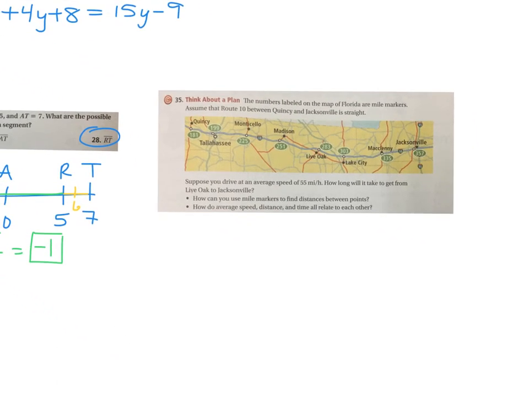And then this last one, they want to know from, let's see, it was Live Oak to Jacksonville. They said pretend it's a straight line. So mile 283 to mile 357. So you're just going to subtract those. Remember, we take the absolute value of their difference, or you could just go 357 minus 283. That is, hold on, let me get my calculator out.